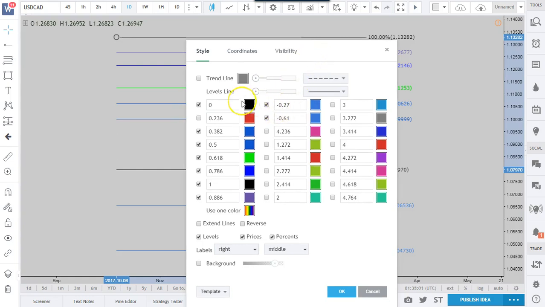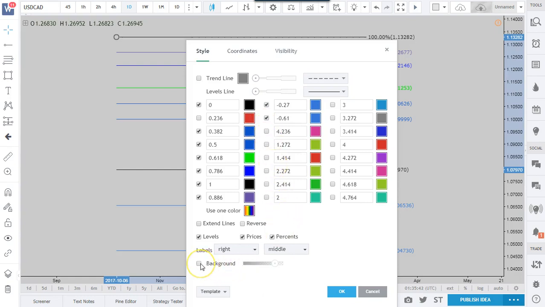And then as for the extension levels, you have to use minus 0.27 for the first target of your trend continuation. The second target is minus 0.61. So these are the Fibonacci tools. We don't use 4.236. We don't use any of these. We only use the ones that are ticked. As you can see, 1, 2, 3, 4, 5, 6, 7, 8, 9. These are the only Fibonacci levels we use.